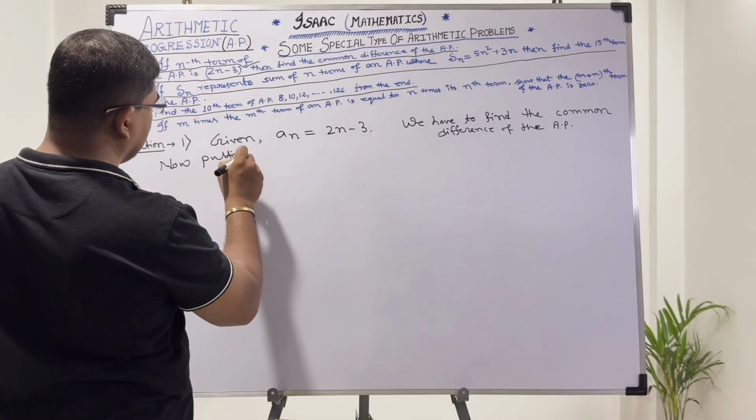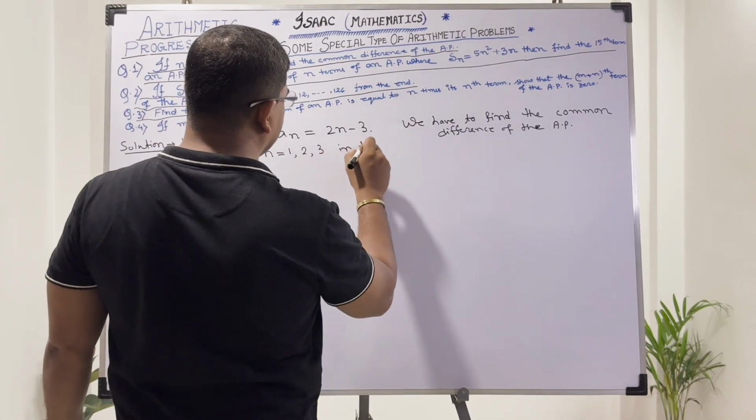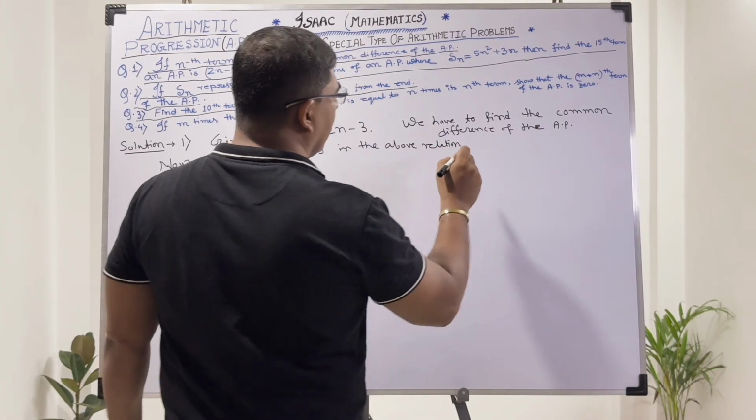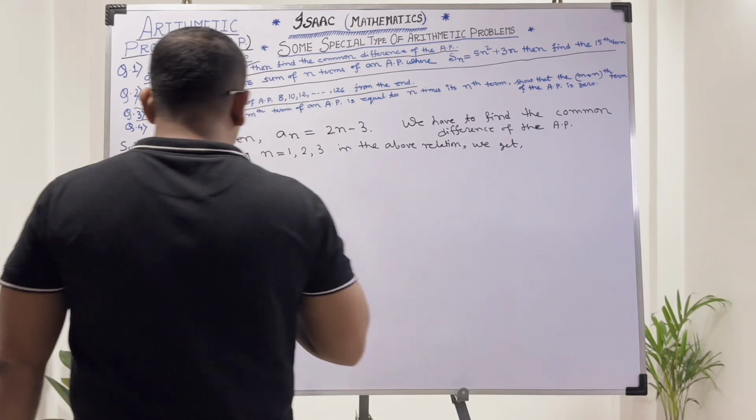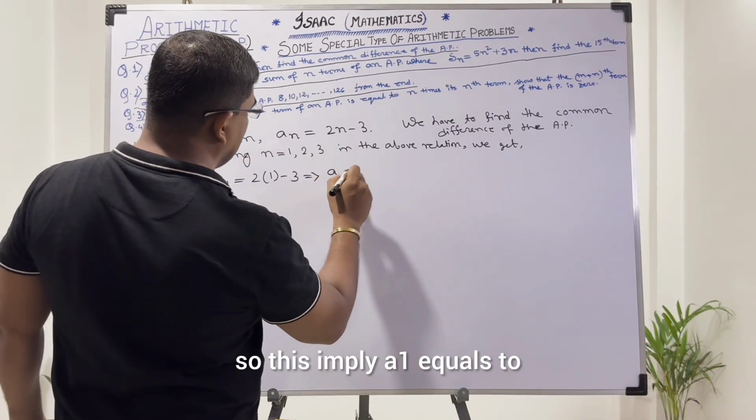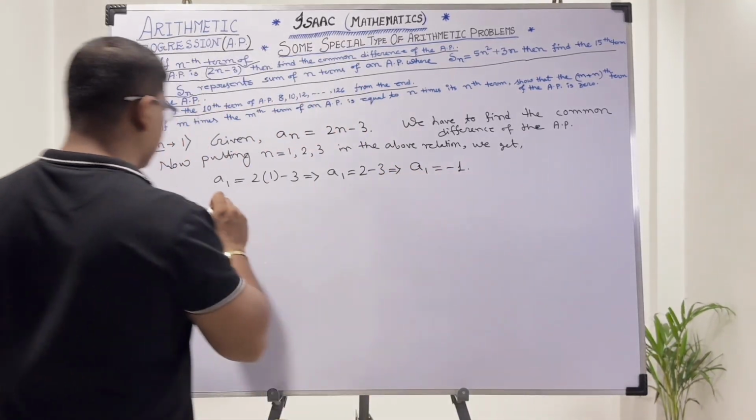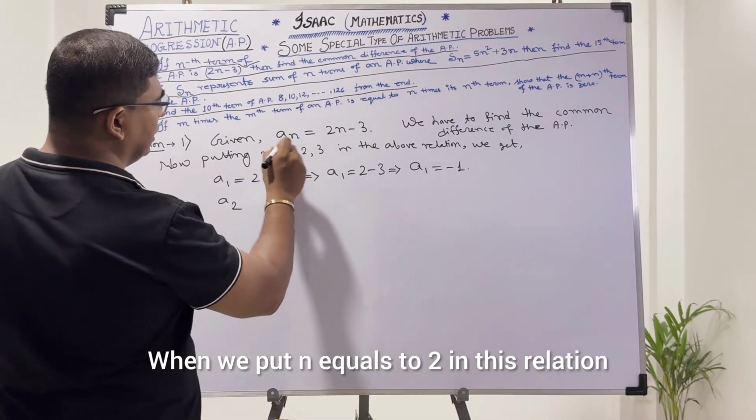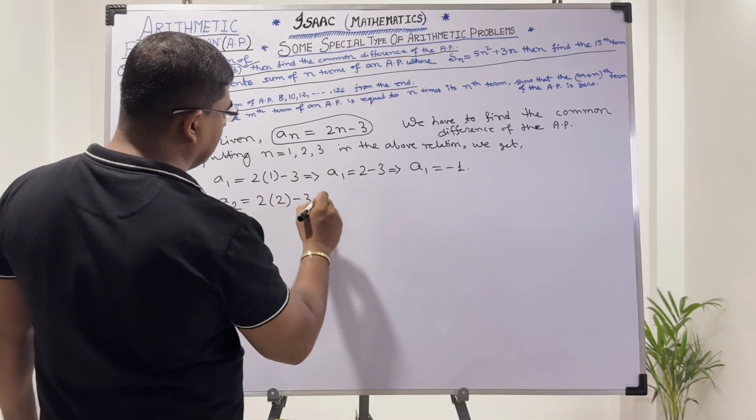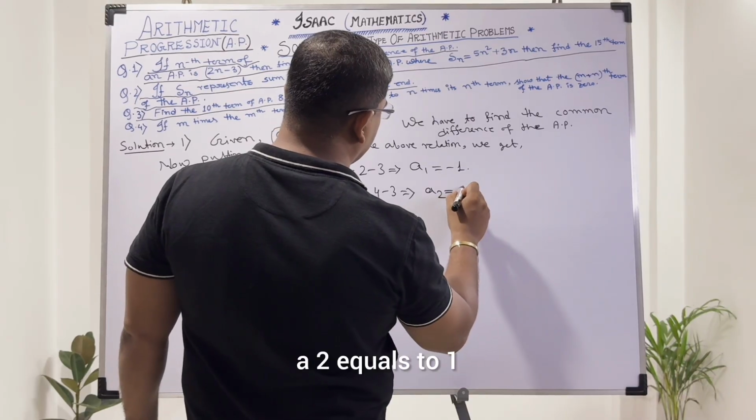putting n equals 1, 2, 3 in the above relation, we get a1 equals 2 into 1 minus 3. So this implies a1 equals 2 minus 3, implies a1 equals minus 1. When we put n equals 2 in this relation, then we get a2 equals 2 into 2 minus 3. This implies a2 equals 4 minus 3, implies a2 equals 1.